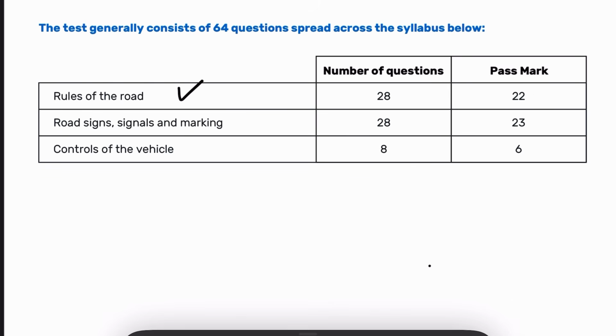So what could happen is, if you happen to get 21 here instead of 22, and then here you get 28, and there you get 8, you've done exceptionally well, but because you have failed this one, you will fail your test. You hear me? Understand that? So if you fail any section, you fail the test completely.